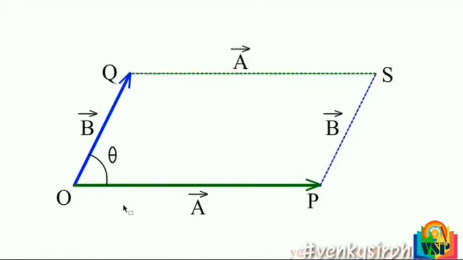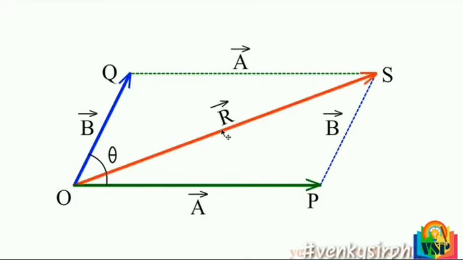So B we can place parallel as PS, and OP is parallel to QS. The diagonal passing through the origin gives the resultant R bar, which is equal to A bar plus B bar. This dotted line indicates the parallel lines. The angle between the resultant and A is denoted beta.